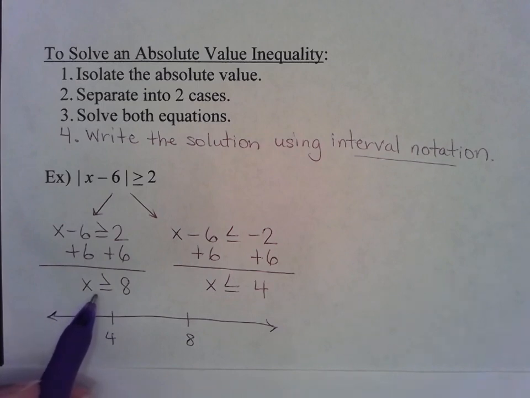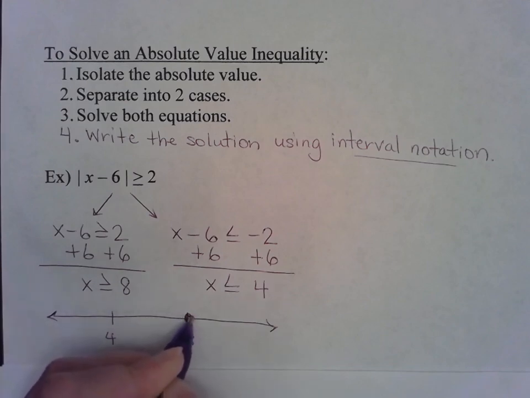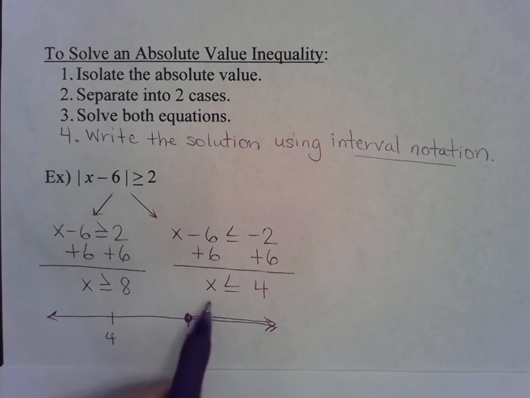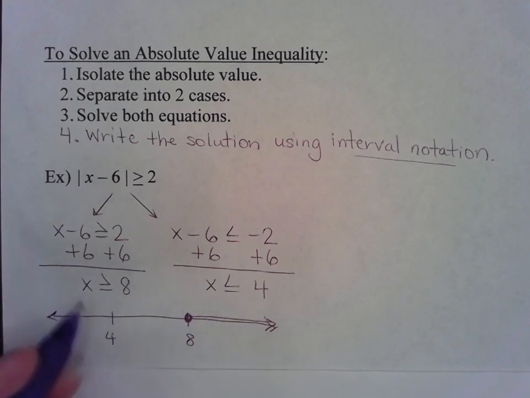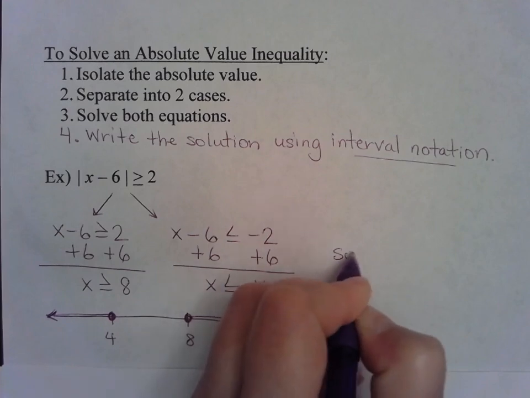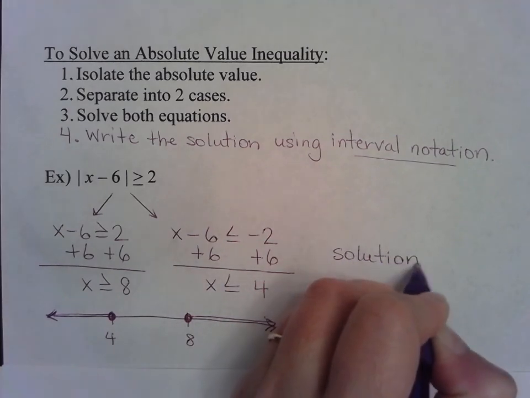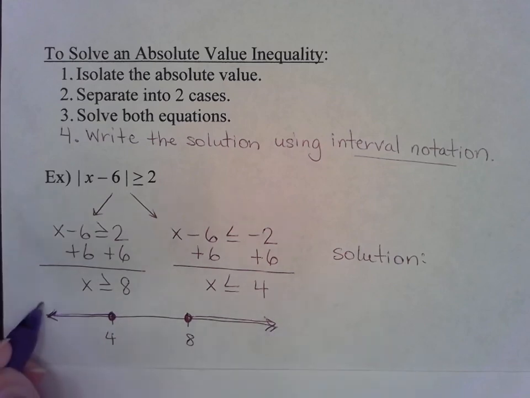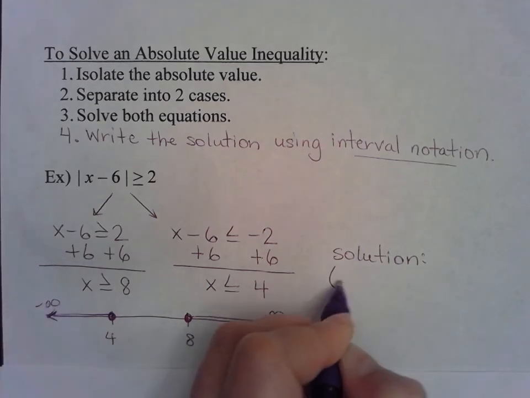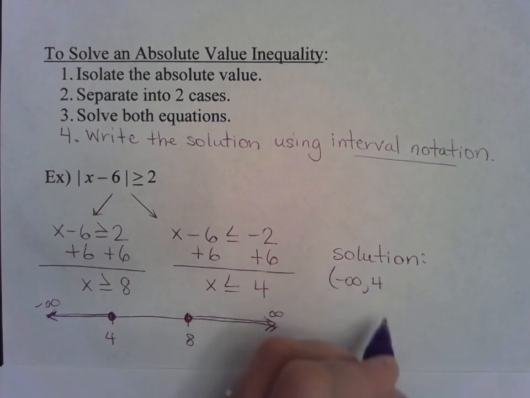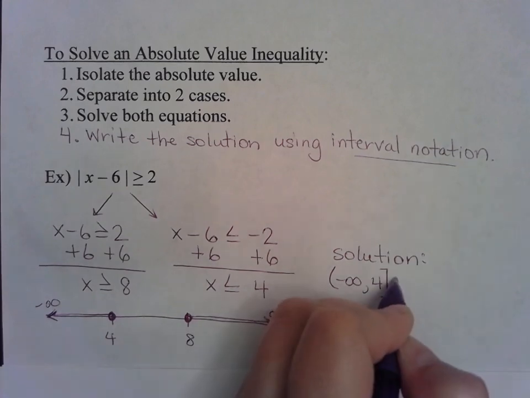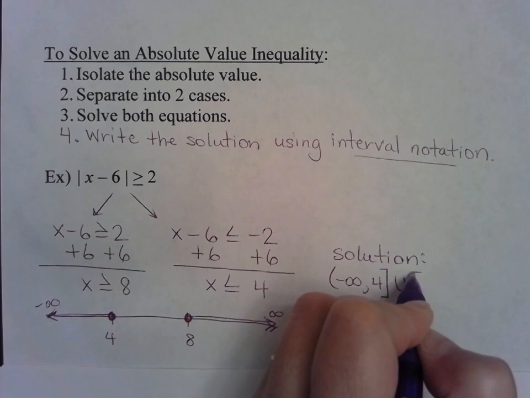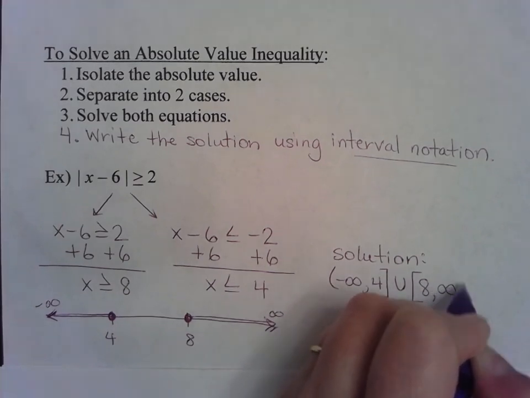So if a number is greater than or equal to 8, so that's 8 and up. And then I want x values less than or equal to 4. So that's 4 and down. Okay, and we have two separate shaded regions here. So when I write it in interval notation, I'm going to go from negative infinity up to 4, and I have the equals bar this time, so I'm going to use the square bracket, a union, and then the square bracket again from 8 up to infinity.